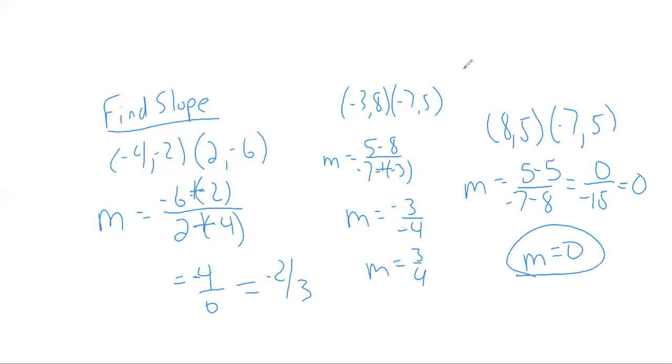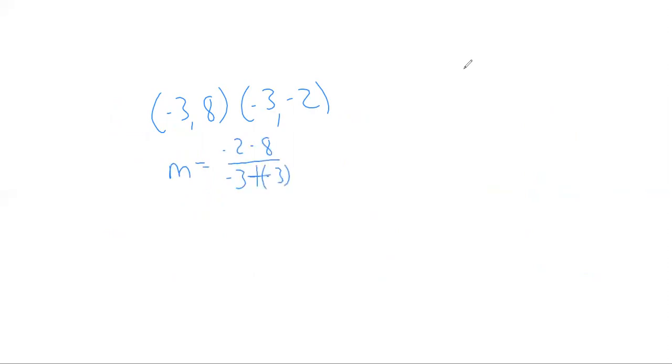One more here. -3/8 and -3, -2. Just to warn you guys, the second problem I did on there is not on the preloaded notes. So here I have slope is equal to -2 minus 8 over -3 minus -3. So that's -3 plus 3. I end up with -10 over 0.